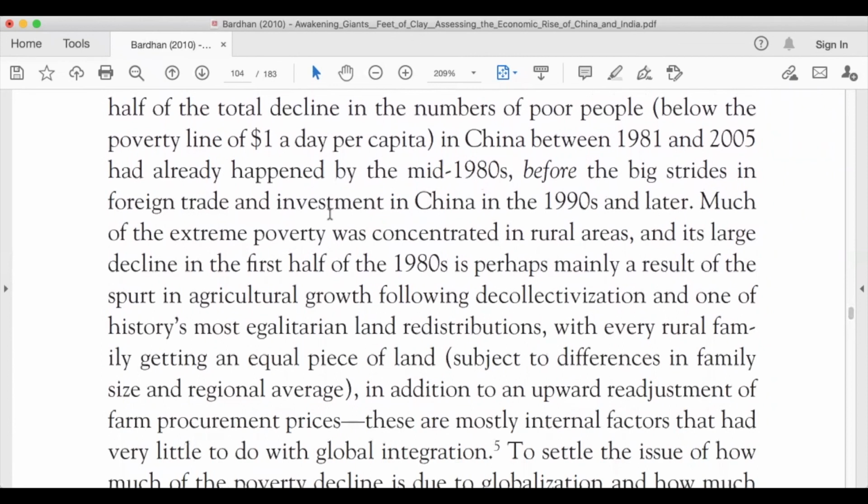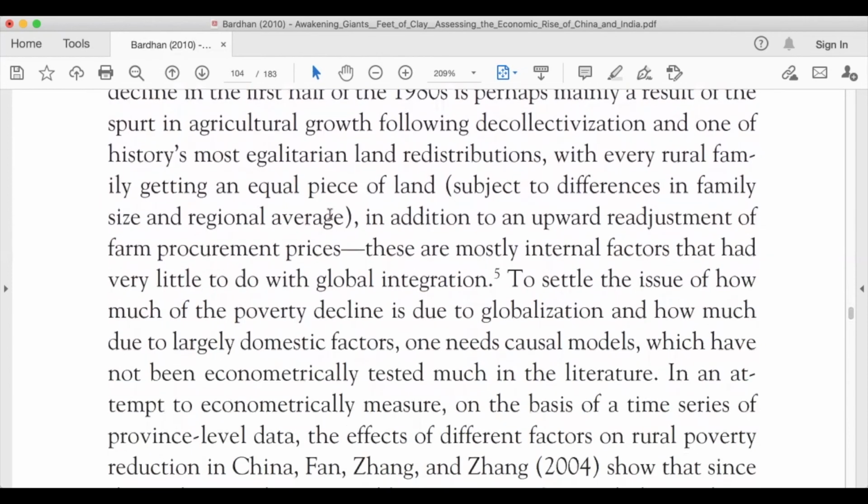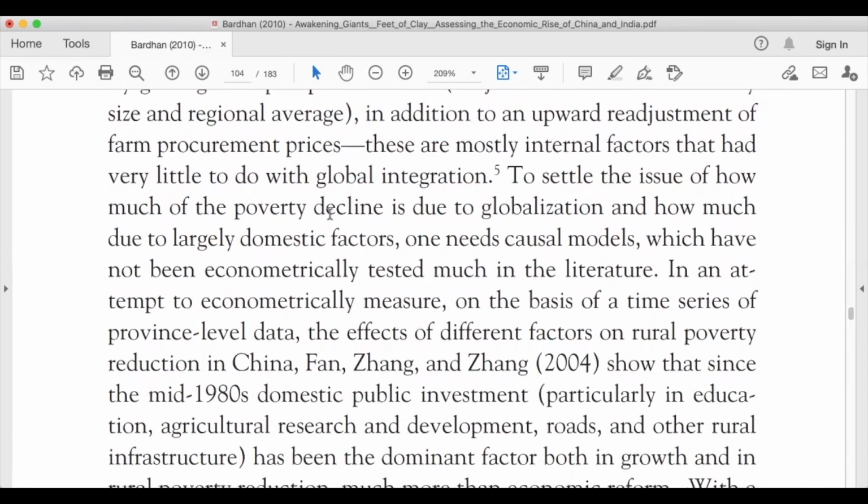Much of the extreme poverty was concentrated in rural areas, and its large decline in the first half of the 1980s is perhaps mainly a result of the spurt in agricultural growth following decollectivization and one of history's most egalitarian land redistributions, with every rural family getting an equal piece of land, subject to differences in family size and regional average, in addition to an upward readjustment of farm procurement prices. These are mostly internal factors that had very little to do with global integration.